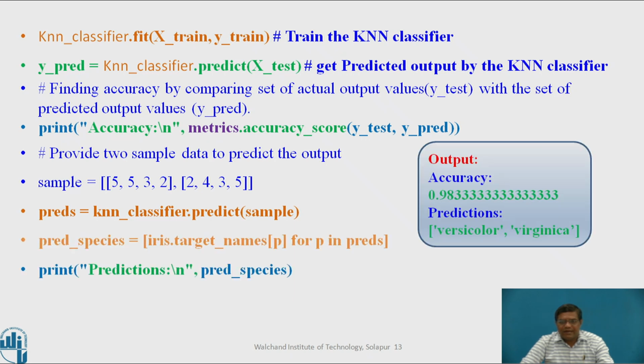And here you can see the accuracy is 98%. So the model is performing well. 98% means it is very good accuracy. And here we can pass any two samples of the iris flowers and get the prediction of the class label for these two samples. And here you can see versicolor and virginica are the class labels for these two samples, the first containing the values 5.5, 3.2, and for the second sample 2, 4, 3, 5.